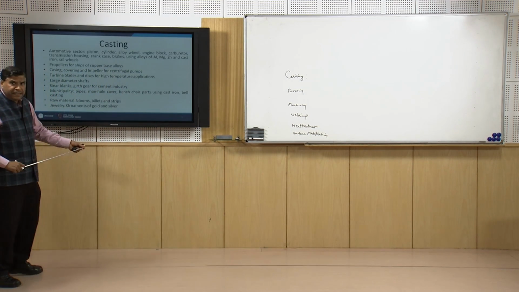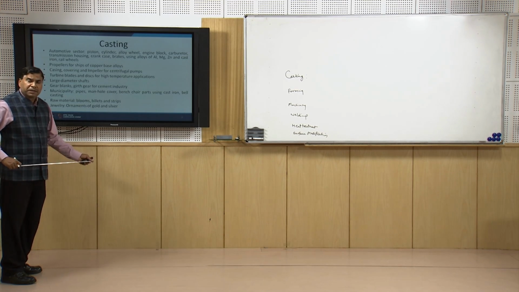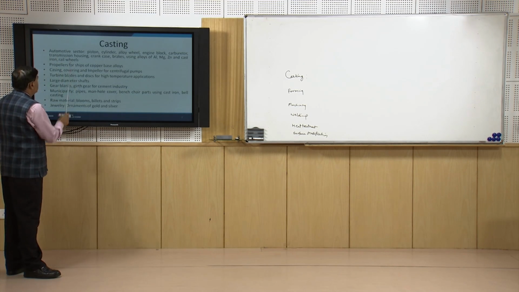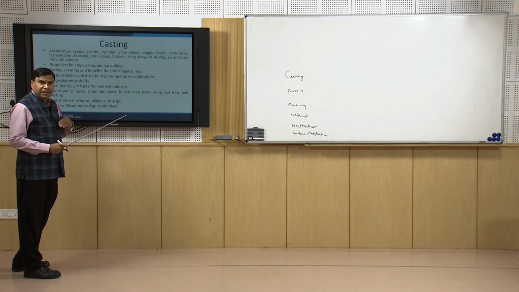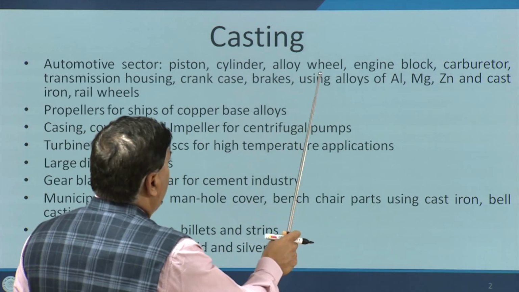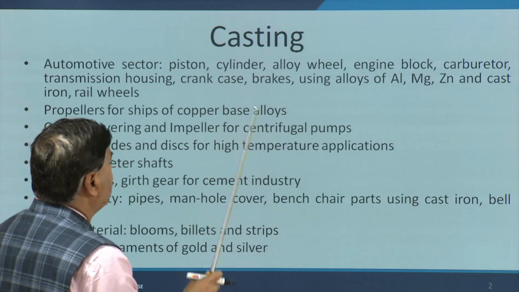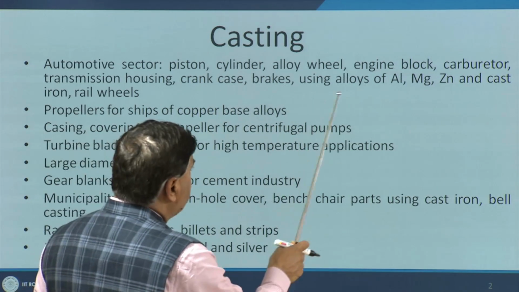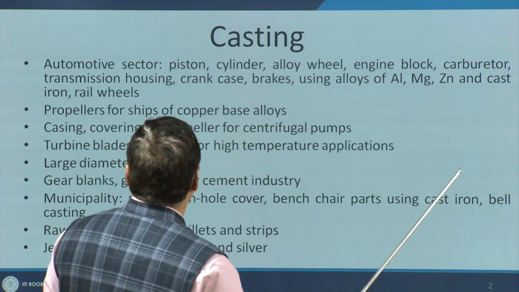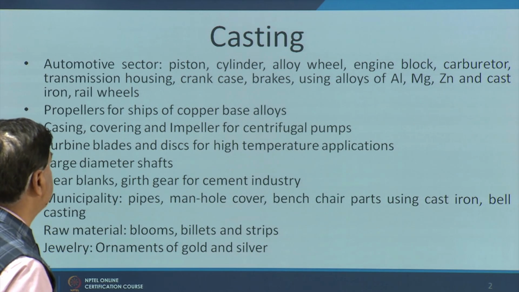So, let us first see the entire range of the products which are generally made using the casting process for the different sectors. For example, starting with the automotive sector. In the automotive sector, casting is used for making a variety of products like cylinder, alloy wheels, engine block, carburetor, transmission housing, crankcase, brakes, and these are usually made using aluminum alloys, magnesium alloys, zinc alloys, even cast iron, and the rail wheels. These are also made using the casting process.